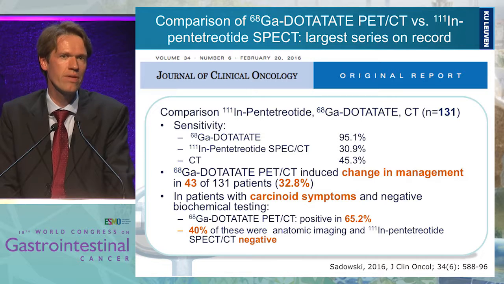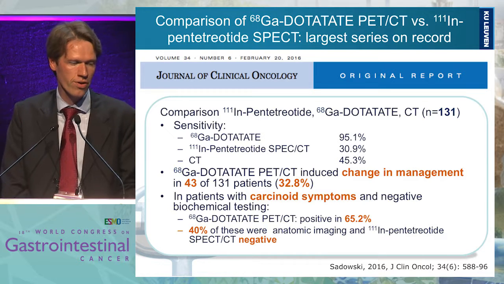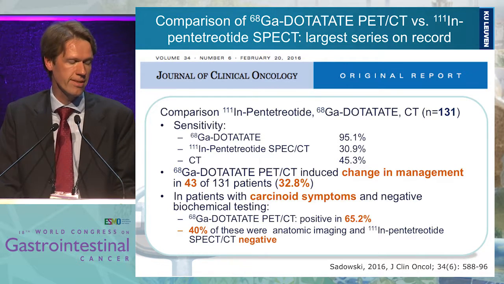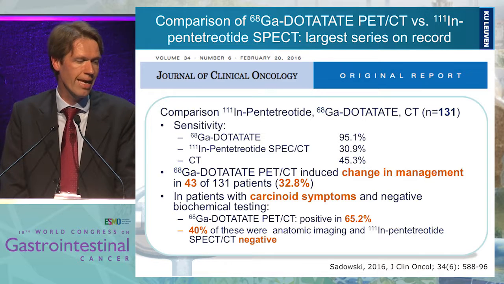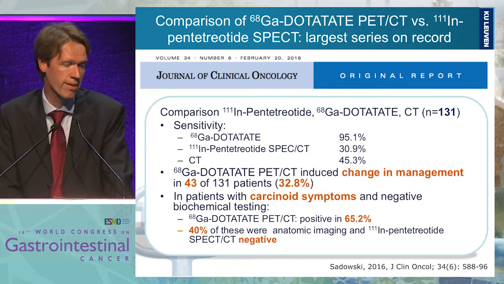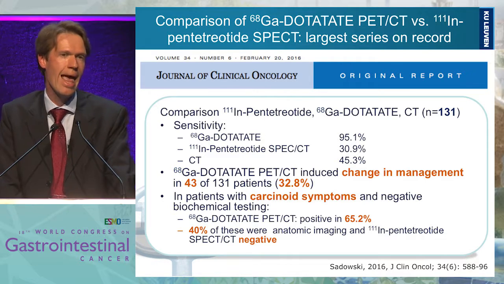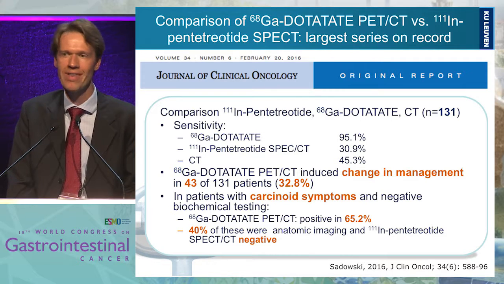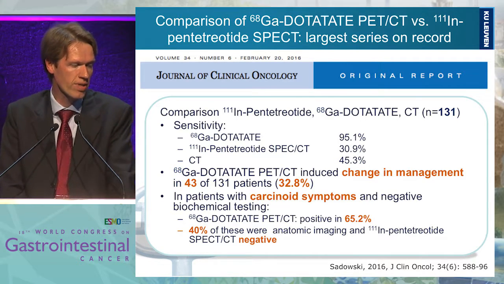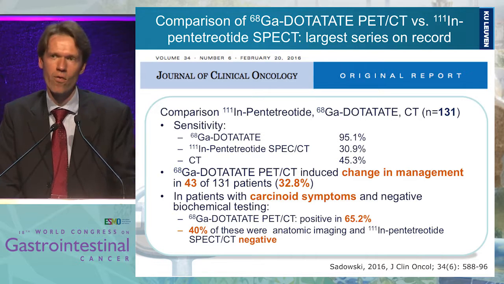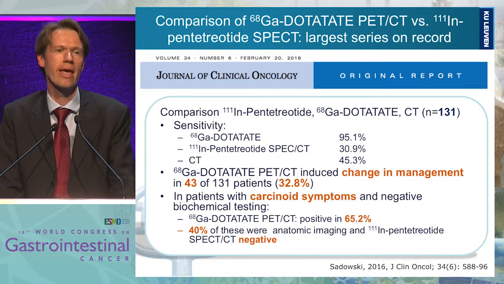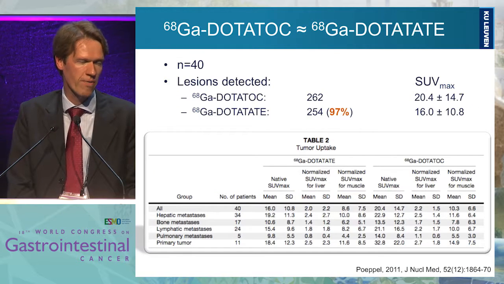And this is perfectly in line with data of the recent American study which has been published. It's the largest series on record, 131 patients. Gallium DOTATATE in this case has a sensitivity of 95%, indium pentetreotide 30.9%, CT only 45%. And this resulted in a change in management in 43 out of 131 patients, so that's almost 1 patient out of 3. And in patients that had carcinoid symptoms that were negative on biochemical testing, gallium DOTATATE was positive in 65%, and 40% of those positives were only seen by gallium DOTATATE. So I think this shows the great value.